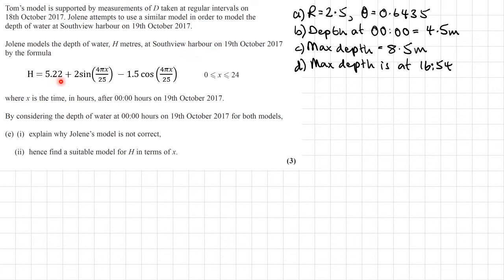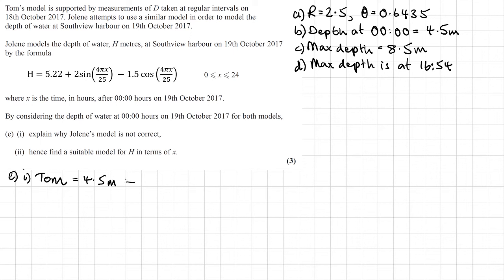H is equal to 5.22 plus, pretty much almost the same as what Tom had here, apart from she's got x, and where he had 6, she's got 5.22. Where x is the time in hours after midnight on the 19th of October 2017. By considering the depth of water at midnight on the 19th of October 2017 for both models, explain why Jolene's model is not correct. Okay, so we know that when Tom did it, Tom got a depth of 4.5 meters.